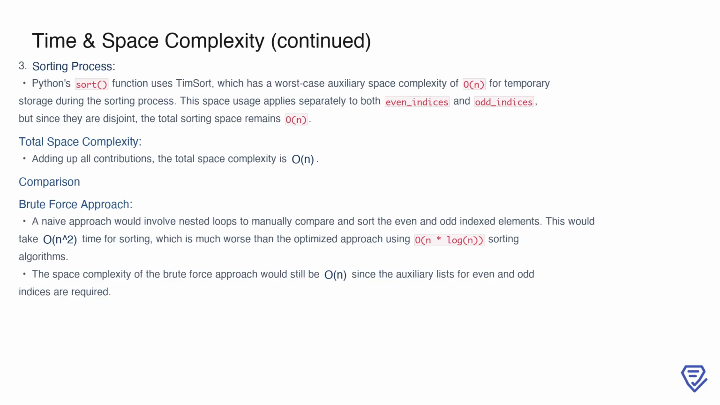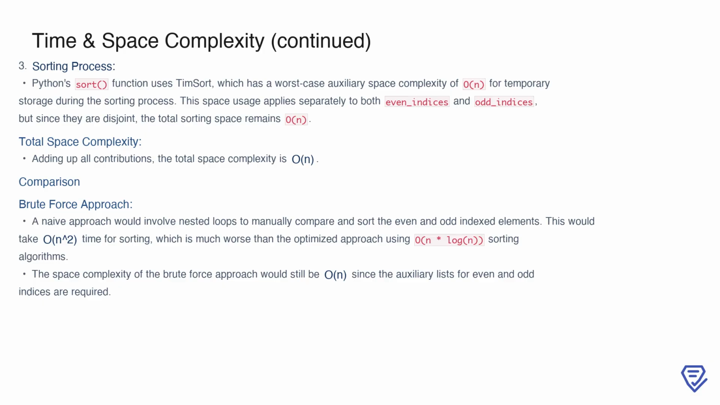Now, let's consider the space usage during the sorting process. Python's built-in sort function, which uses timsort, has a worst-case auxiliary space complexity of O(n). This temporary storage is used separately for sorting the even and odd indexed lists. However, since these lists are disjoint, the total space required for sorting remains O(n). Adding up all the components, the total space complexity of the solution is O(n).